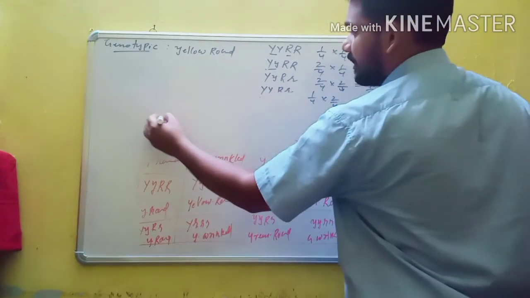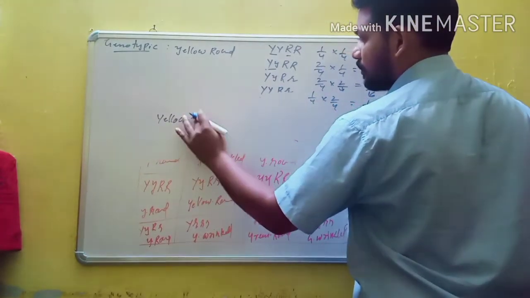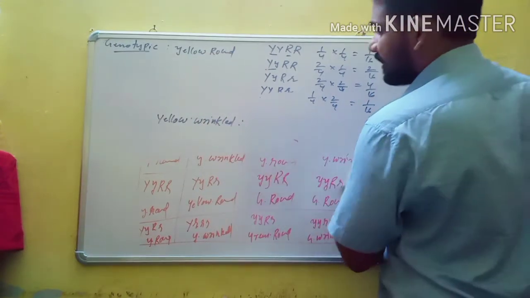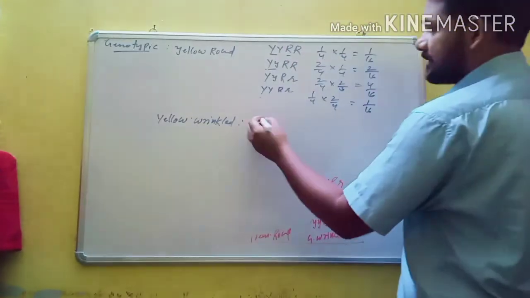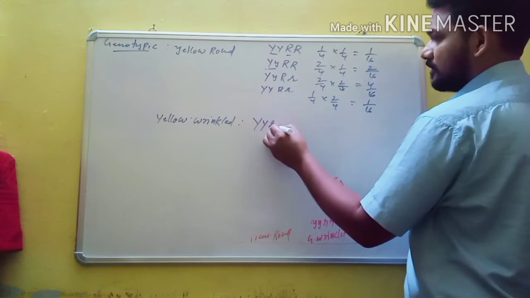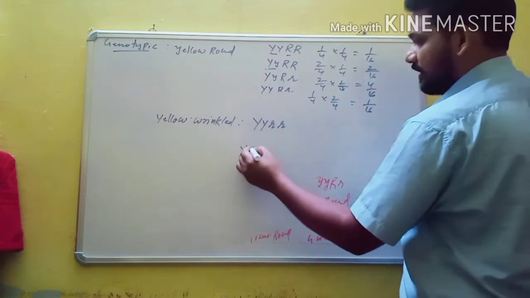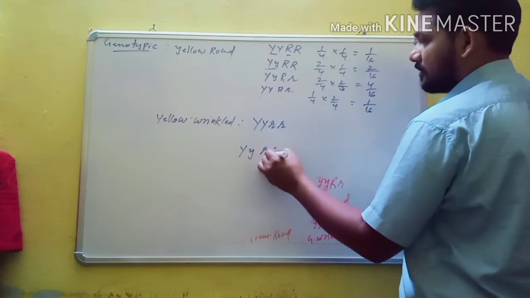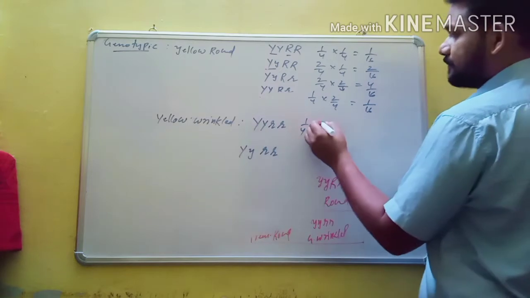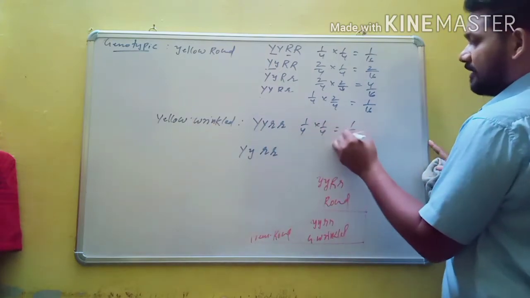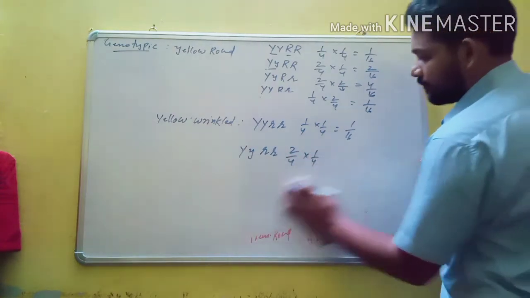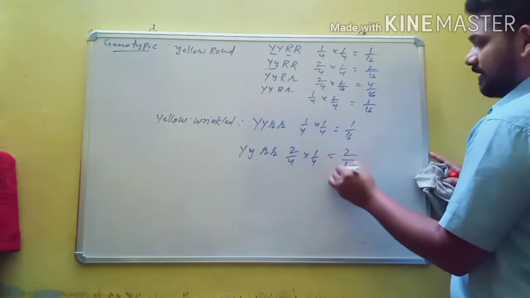Next yellow wrinkle is also there. So what is the genotype of yellow wrinkle? Yellow wrinkle is capital Y, small r, capital Y, small r. So when we put the value 1/4, 1/4, it is 1/16. Again 2/4, 1/4 equals 2/16.